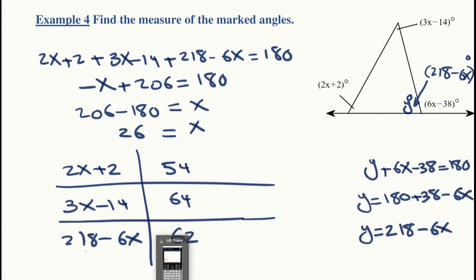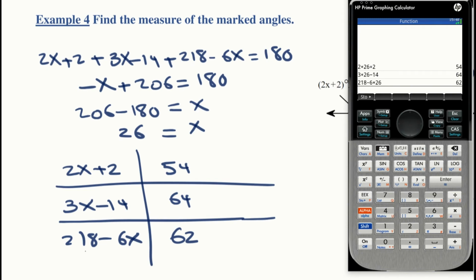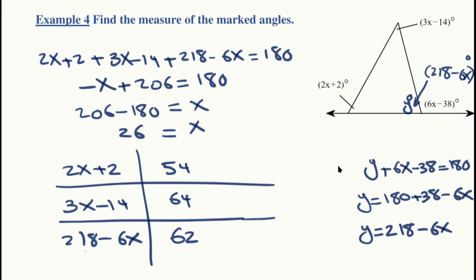So one very quick way of checking to make sure we haven't made any arithmetic errors is to go ahead and just add those. So 54 plus 64 plus 62. And I'm sure you know what should happen as soon as I hit enter. We should get, you said it, 180, and we do. Okay, so that's how we handle a problem like that. Again, make sure you can do this on your own, and then we'll proceed.